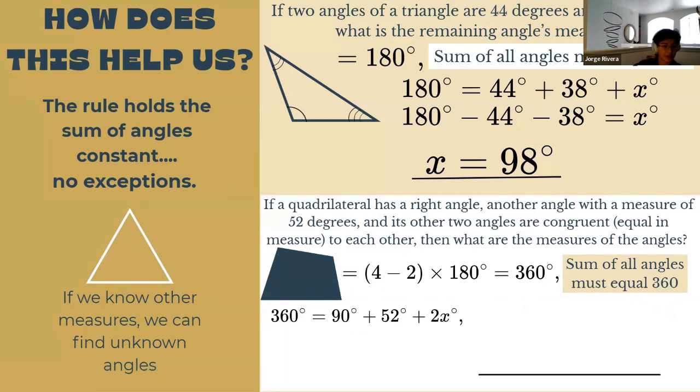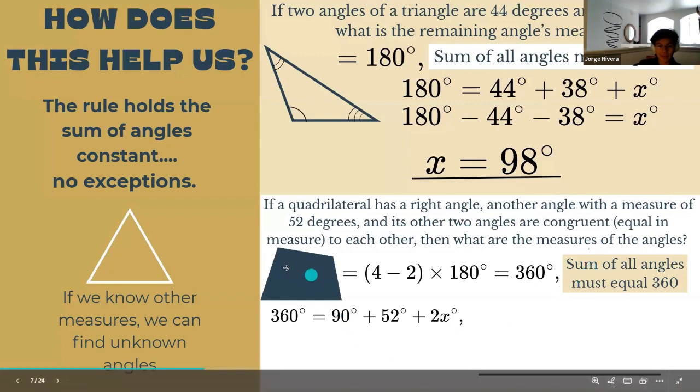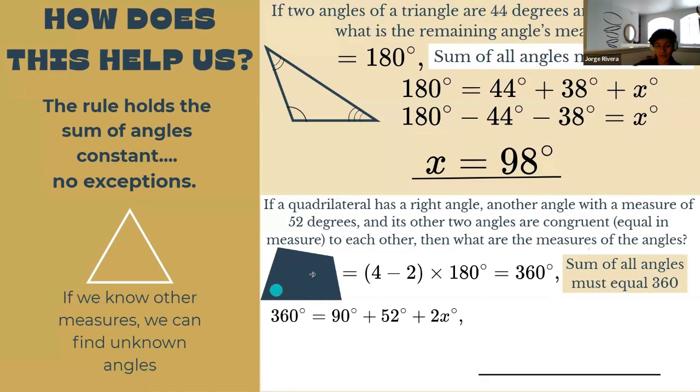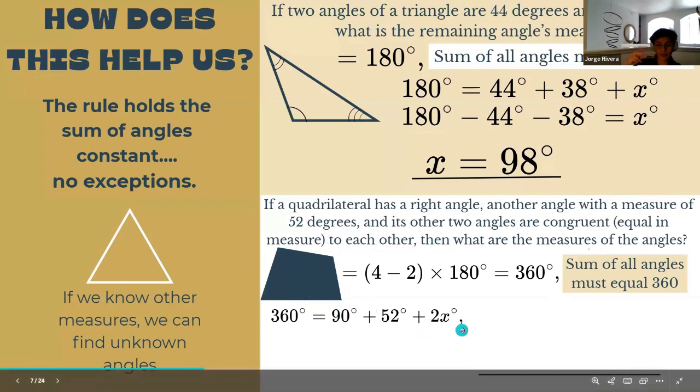I want you guys to make that connection. So a right angle is 90 degrees, right? And then another angle with a measure of 52 degrees, and its other 2 angles are congruent. So this quadrilateral has an angle of 90 degrees, 52 degrees, and then these two would be equal to each other. So that means it would be 2x, because there are 2 angles that are congruent to each other, right?